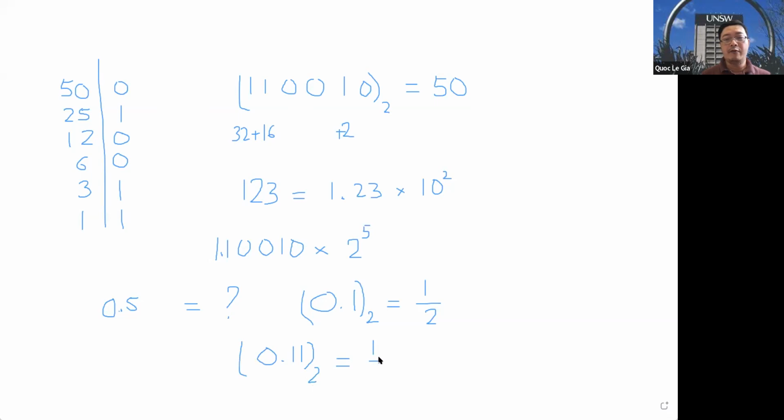It's just 1/2 plus 1/4. Yes, because see now, you move. Yeah, so 1/2 plus 1/4 is just 0.75. So you see that binary numbers can be used to represent decimals bigger than 1 and less than 1. Okay, so that's the whole point.